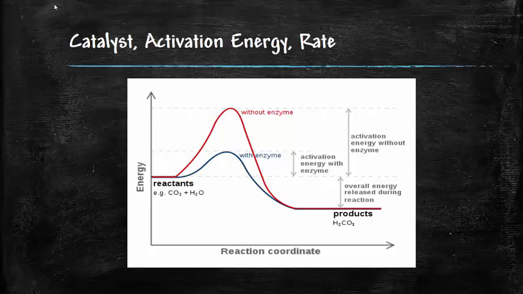And we see this in this graph. We see the red line is the process without an enzyme, and the blue line is the process with the enzyme. Both processes have the same reactants and the same products. They even have the same overall energy released during the reaction. The only thing that's different is the amount of activation energy required. So the process with the enzyme has a lower activation energy than the process without the enzyme. So the process with the enzyme increases the rate of reaction.